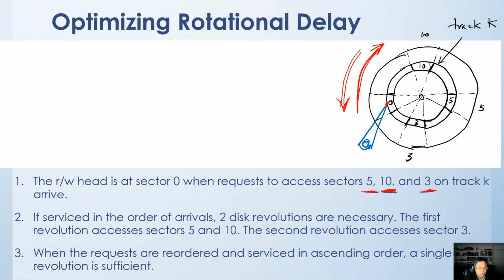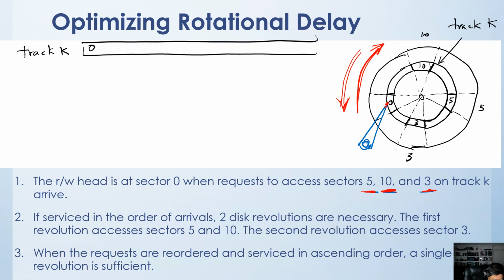Now if you actually track the rotational delay, let's say here's track K, and we have sectors 0, 3, 5, and 10. Because the order of arrival is 5, 10, and 3, we need to arrive at 5 first, and then 10. And then we're going to move back to 3. So that means you need to rotate in this direction and then rotate back. That's the rotational delay.